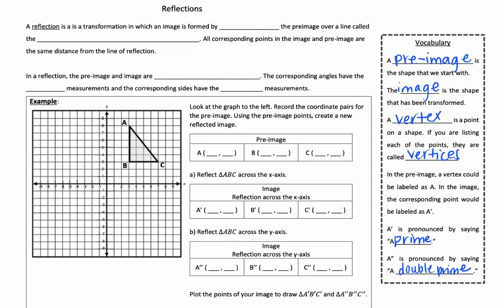Now, to actually define what a reflection is, again, think about if you're looking in the mirror. You see yourself and you're about however far away from that mirror, your reflection is going to look like it's the same distance away, and you're going to see exactly the same thing, just flipped. So a reflection is a transformation in which an image is formed by flipping the image over a line called the line of reflection.